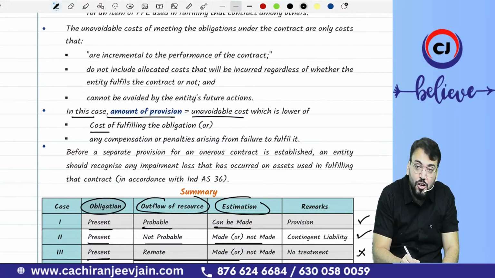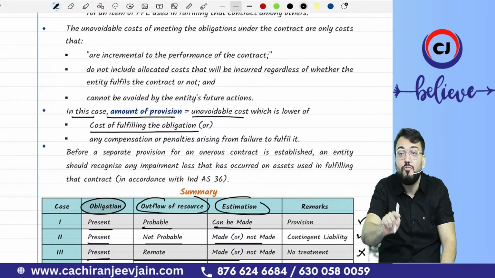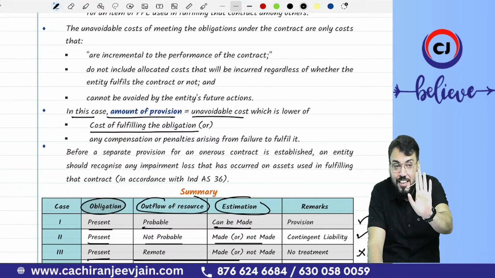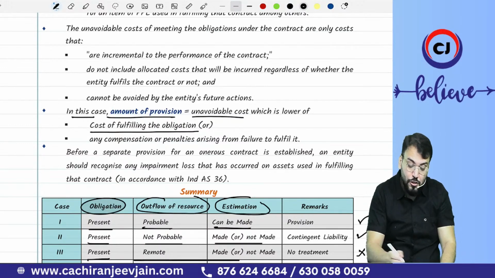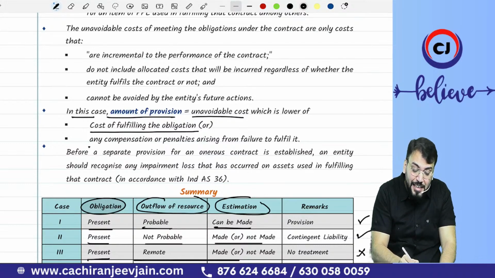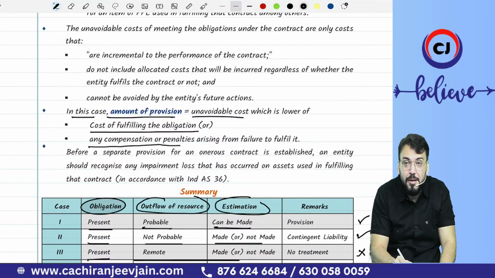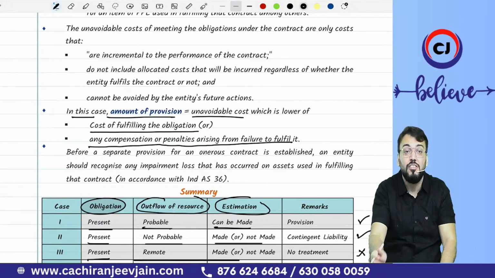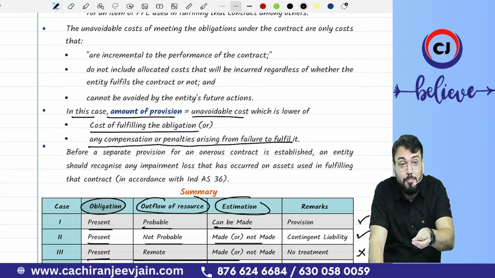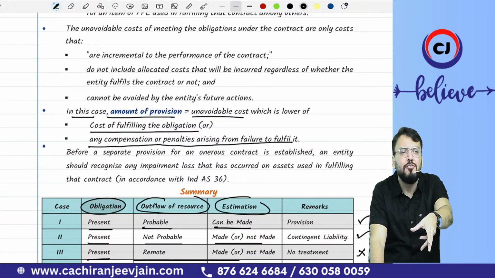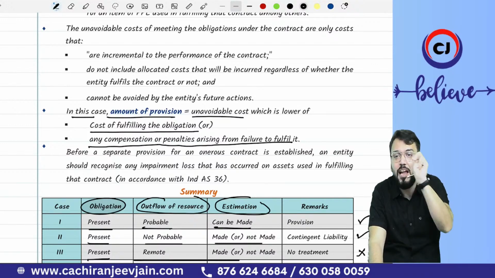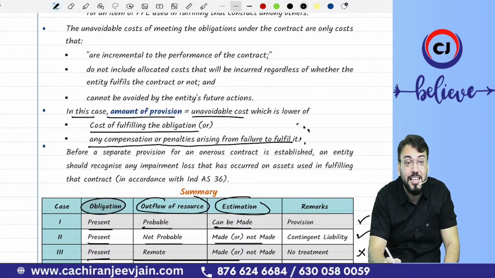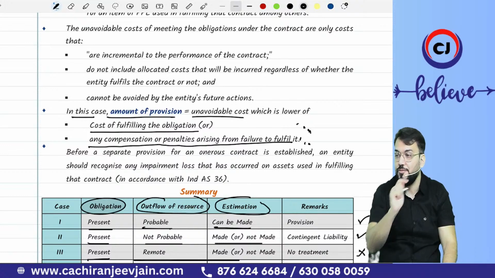A will be the cost of fulfilling the obligation. In our example, what was the cost of fulfilling the obligation? 10 lakh. So 10 lakh they need to pay. Or any compensation or penalty payable arising from failure to fulfill it. Suppose there is some penalty clause and the contract can be cancelled by payment of 2 lakh. Of course we will cancel by paying 2 lakh. So it will be 10 lakh or 2 lakh, whichever is lower, and that will be the amount of provision.